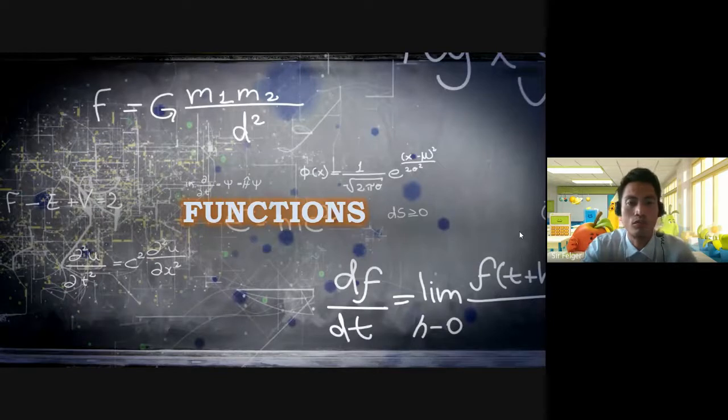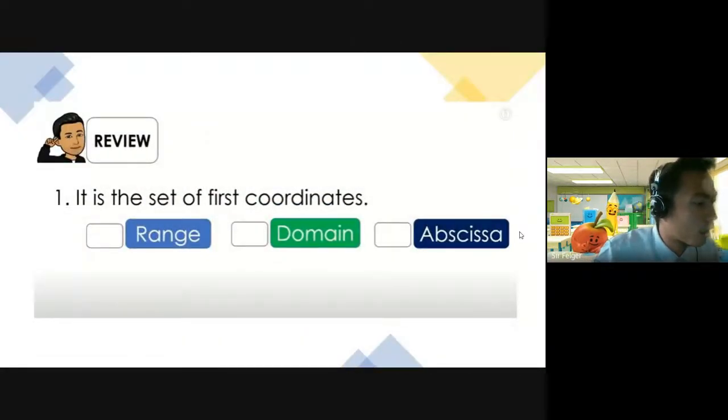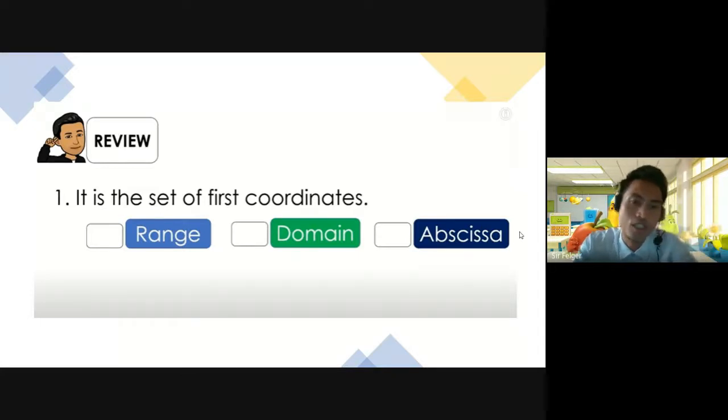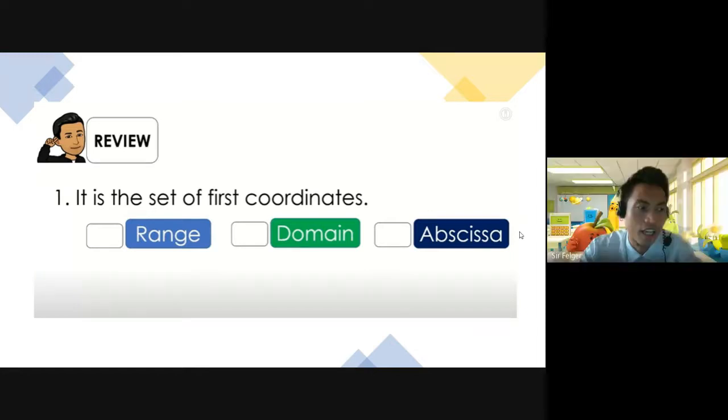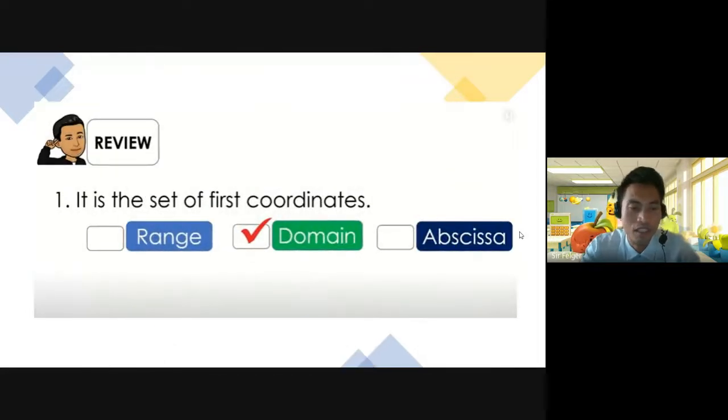All right. So, ayan. So, let's have our review. Sabi rito, it is the set of first coordinates. So, alin dyan kaya? You can guess your answer. Range. Any other? Domain po. Okay, meron po nag-chat ng domain. Sino nagsabing domain? So, ang tamang sagot po ay domain, si Revita. So, the correct answer is domain. Okay na.